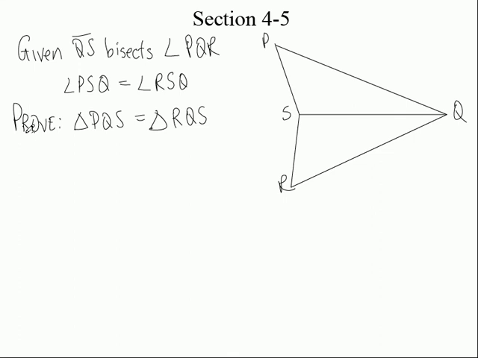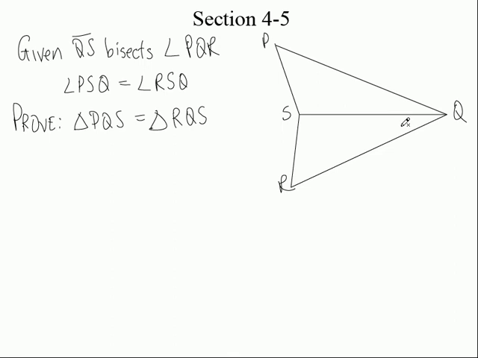All right, this is what I want you to do. You don't have to go through a whole entire proof, but I want you to mark the stuff on the picture first. It says QS, line segment QS. That's this one right here. It bisects angle PQR. Where's PQR? It's that big one right here.